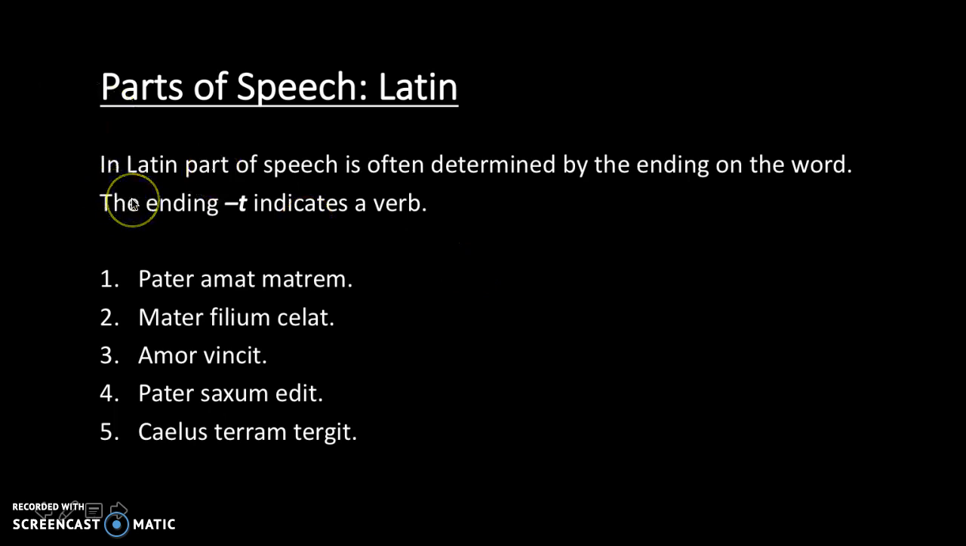All right, so let's look at our verbs first, because those are the easiest right now. They end in a T. In sentence number 1, we have amat. Sentence number 2, kalot. Sentence number 3, winkit. Sentence number 4, edit. And sentence number 5, tergit. And it doesn't matter whether or not you know what these words mean. You do know that each of these words is a verb because it ends in a T. Everything else in these sentences are nouns. So pater, matrem, mater, filium, amor, pater, saxum, kailos, and teram. Those are all nouns.